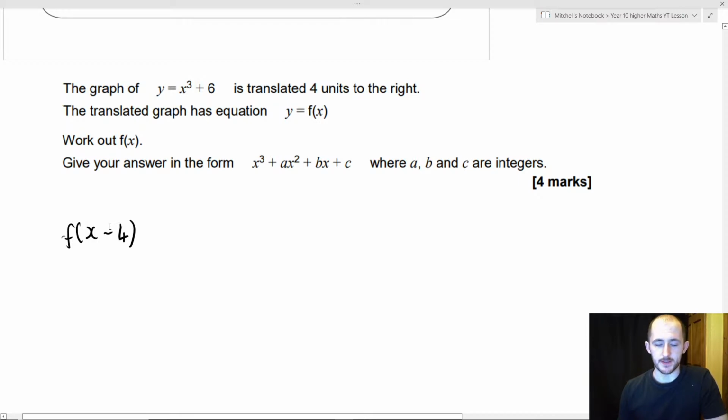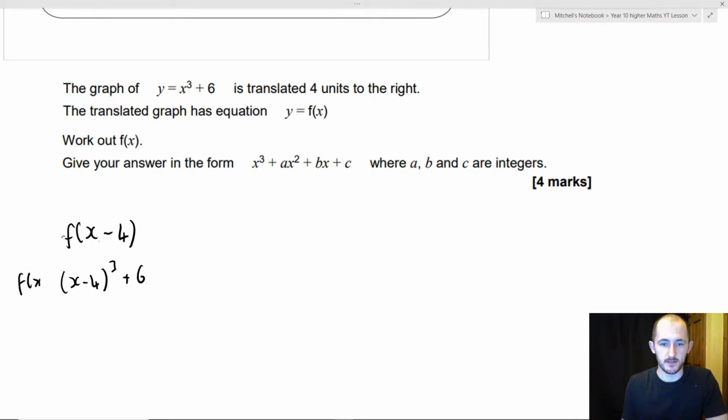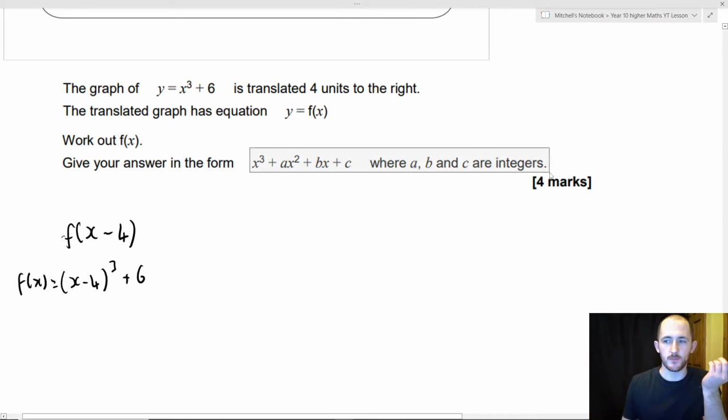So now what I need to do is look back at the original and think, how can I make this happen? Well, all you need to do is replace x with x minus 4. So then I have x minus 4 cubed plus 6. Now that would actually be one answer. But they want you to give it into this form here.